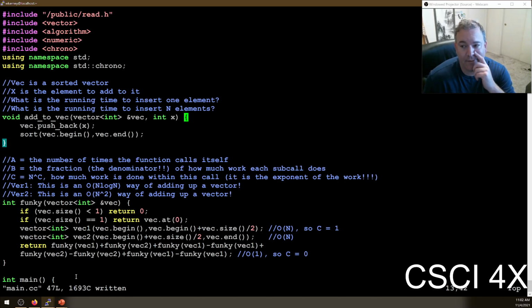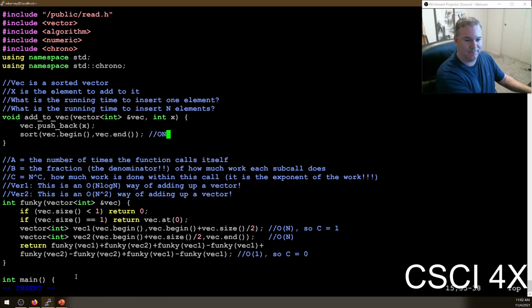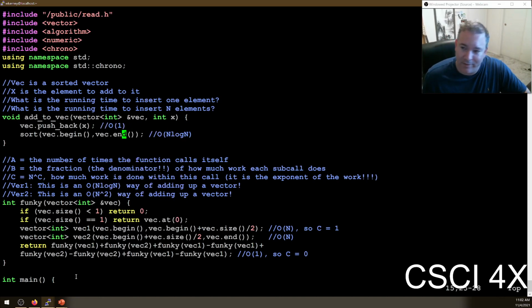Constant to insert one element. Order n. Isn't sort n log n? It sure is. So pushback is order 1. Sort is order n log n.